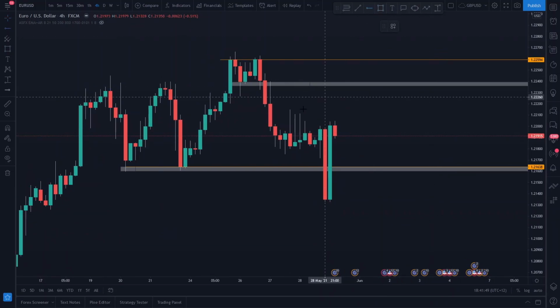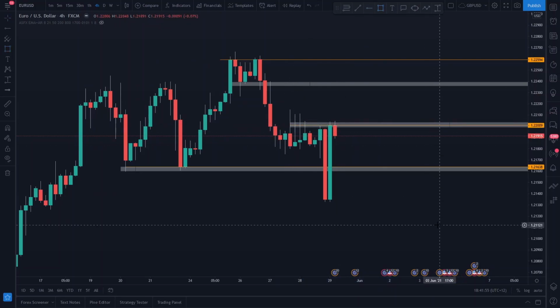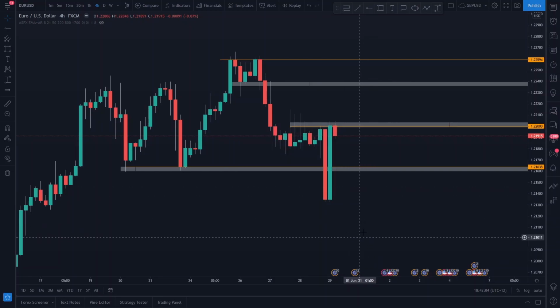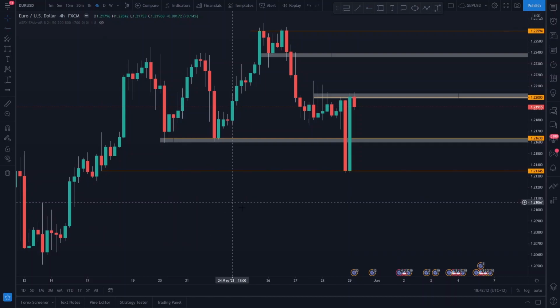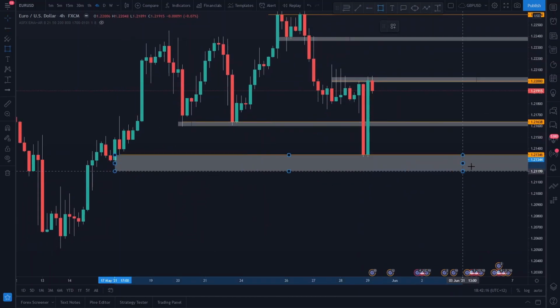Cool. We can see there's some resistance forming over here. 1.2209. I'm going to make it even. Okay, this is once again an even number, so it's a psychological level. We definitely need to mark that level. The zone over here. This is very dirty price action.